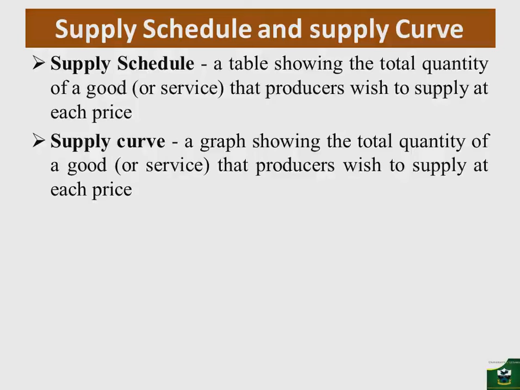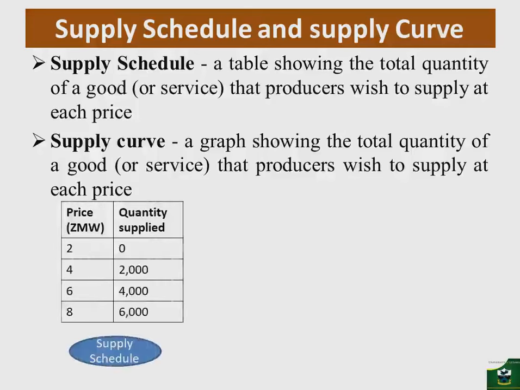With the aid of a simple illustration, the supply schedule will take this structure where we have prices ranging from 2 all the way to 8 and quantity supplied ranging from 0 all the way to 6,000. And you will notice that as price is increasing, the quantity supplied of a given item is also increasing.